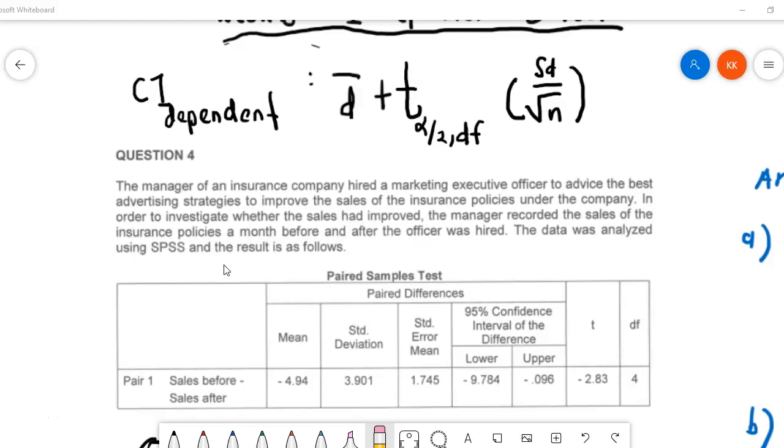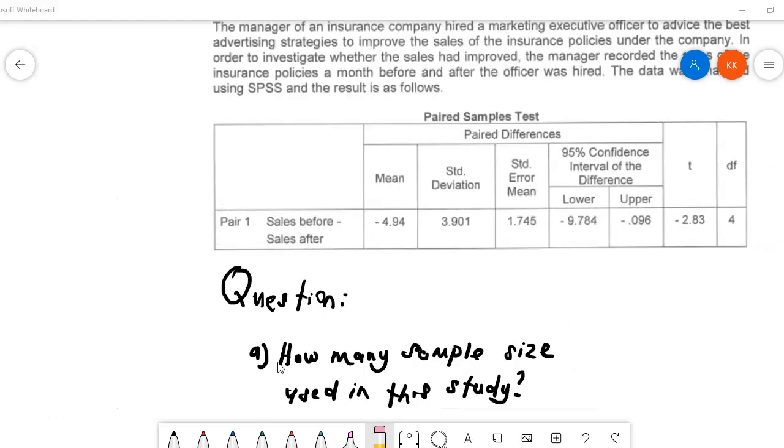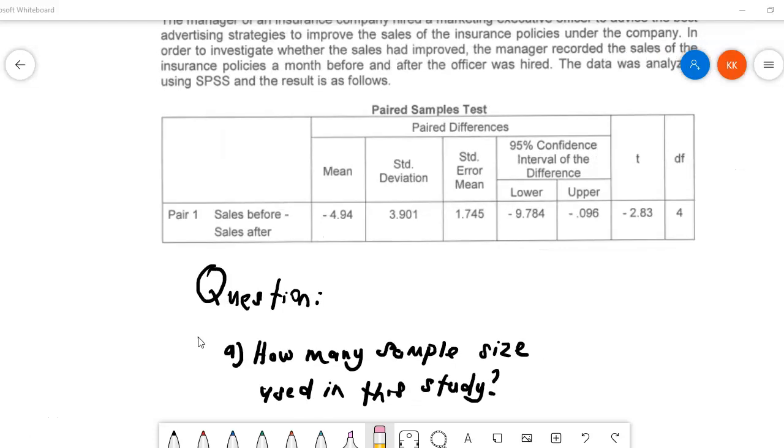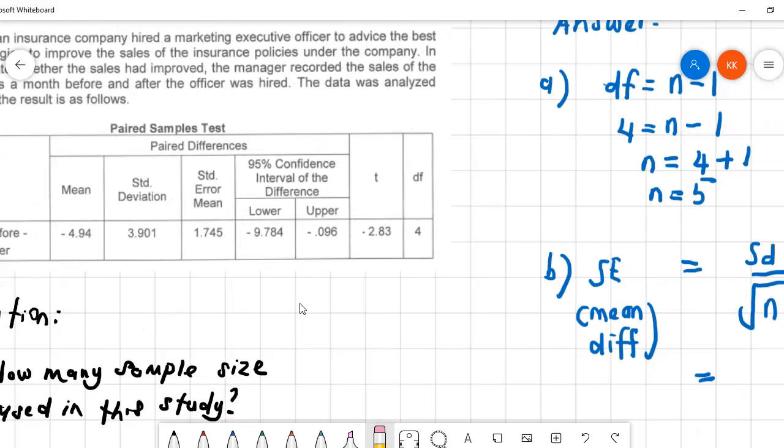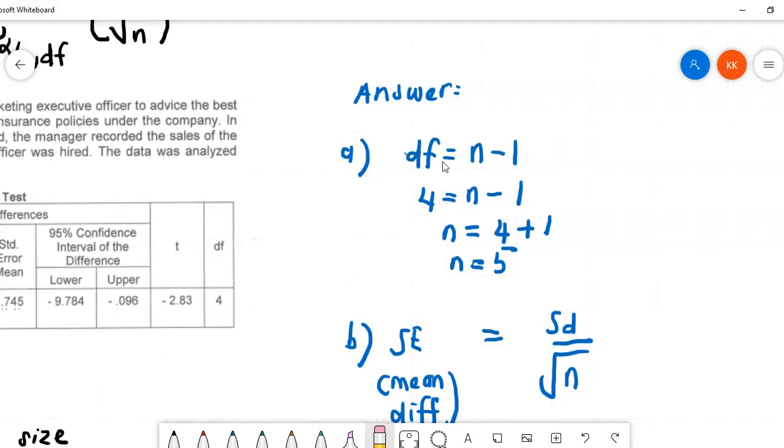So, based on the situation, we can say that the study in this question used a dependent t-test as a statistical method. The first question is, how many sample size used in this study? To answer this, we refer to the output. There is no individual statistic output given, and the only information that can help us is degrees of freedom. So degrees of freedom is 4. From the formula, the degrees of freedom is n minus 1. Then we use this formula to get the number of sample size.